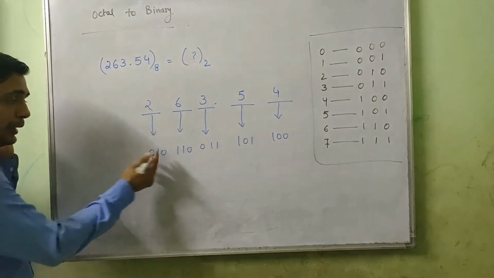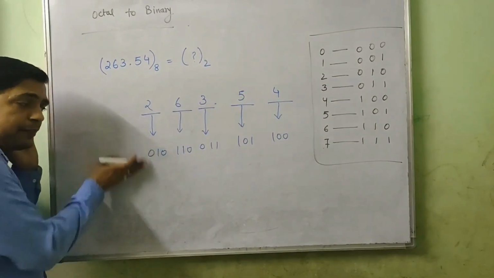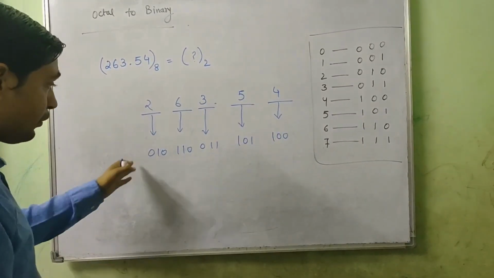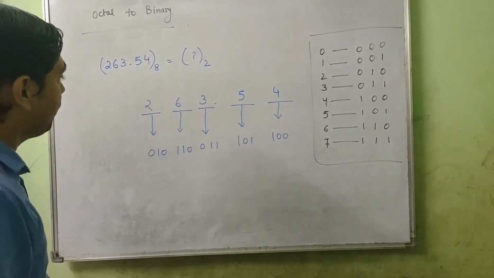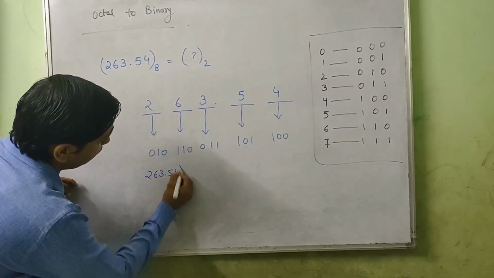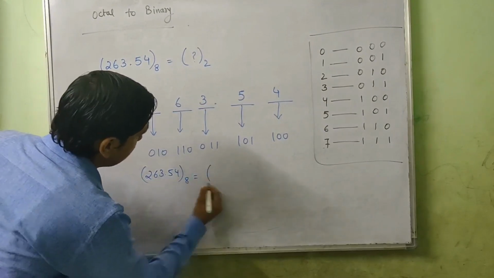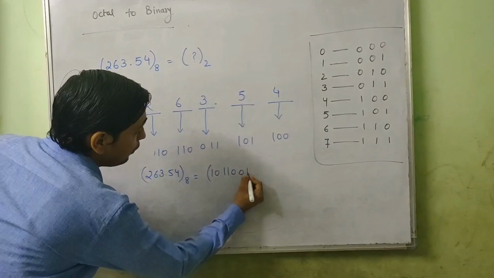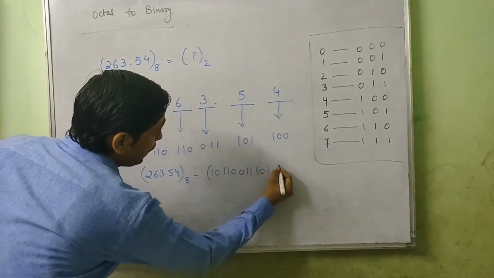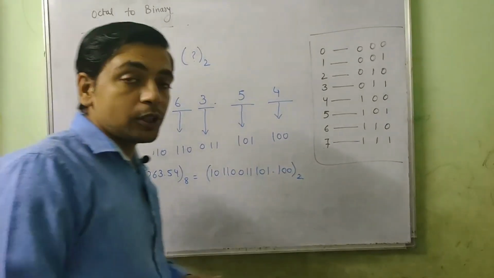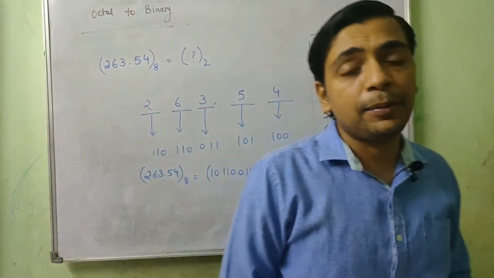All the zeros present on the leftmost side can be omitted, not on the rightmost. So the binary of 263.54 will be, omitting this, 10 110 011 101.100. You got that? This is the corresponding binary of the given octal number with the fractional part.